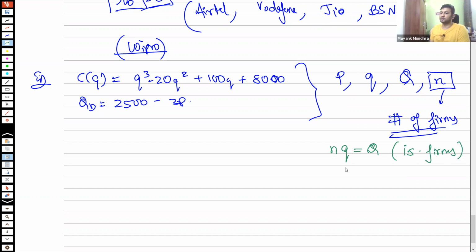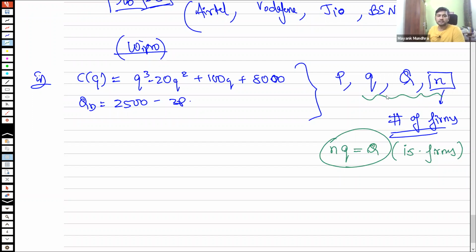Each firm can produce quantity q, and since they are identical, in equilibrium they will want to produce the same quantity. So nq must be equal to Q. This is a relationship which connects these three variables.